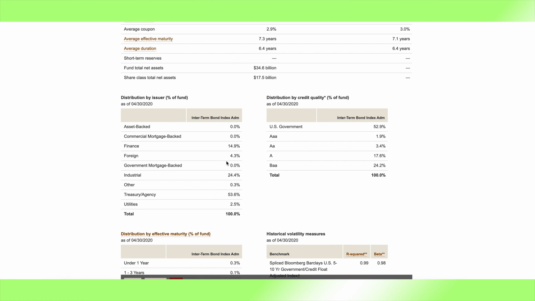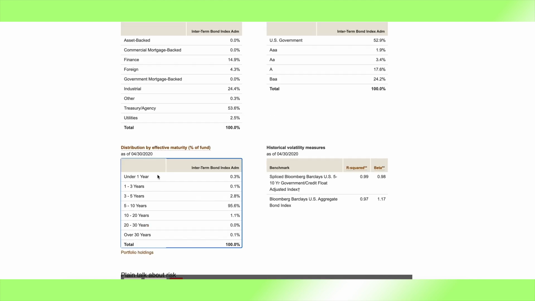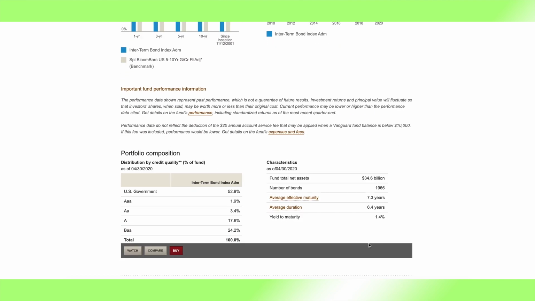However, there's some of it that is also invested in other ones, like in finance, like in industrial, like in treasury agency, obviously, which is generally the government-related bonds, and it also tells you the duration of the bonds based on the holdings it has. In this case, most of it is in 5 to 10 years, and that's why it's considered an intermediate-term bond. And one thing that I want to pay attention to is that the yield to maturity is very low right now, and that is because bond prices have gone up.